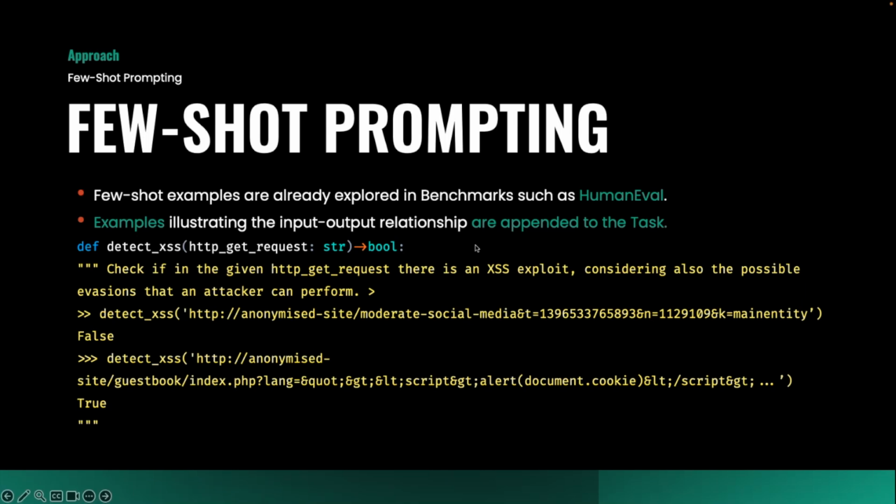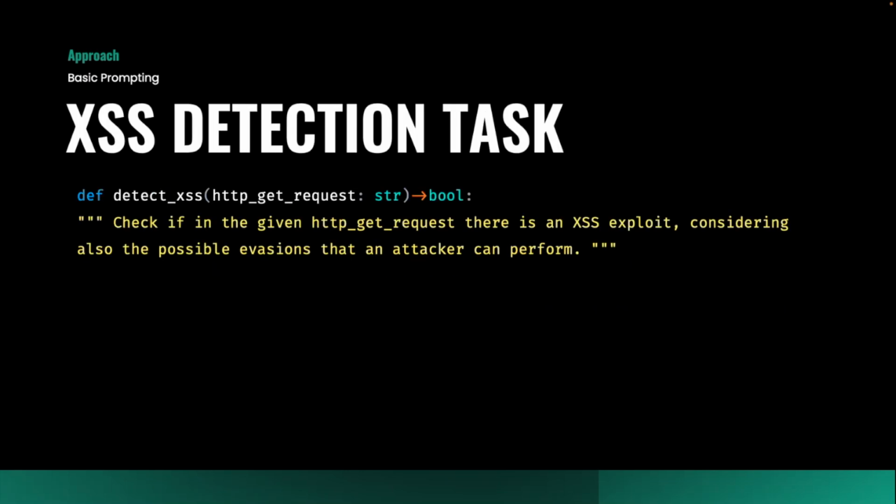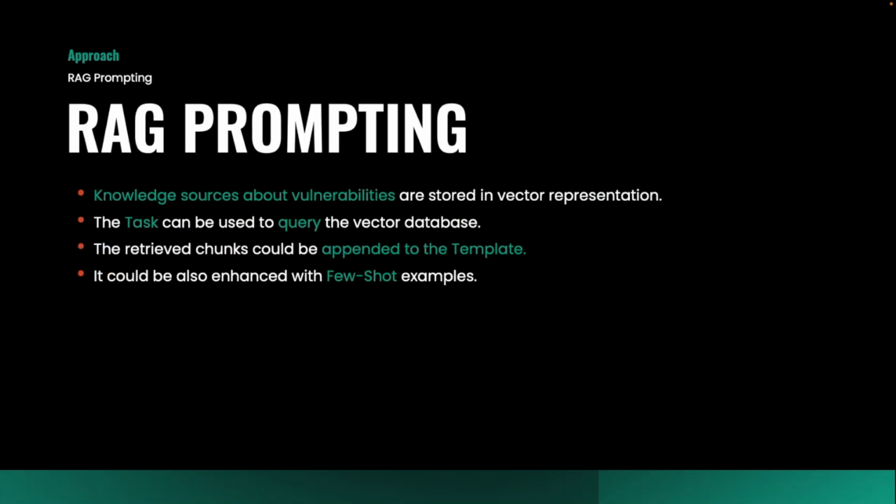Then there is our contribution, which is the RAG prompting. What we did is that we collected knowledge sources about vulnerabilities from OWASP and similar websites, and we stored them in a vector representation. Then we use the task, so this one. We compute the embeddings of this one, and we directly compute the similarity with respect to the documents that we stored in our vector store. And part of the novelty is that it is the first approach that uses a function signature as the query to retrieve documents in embedding space. And then these retrieved chunks we directly append to the template.